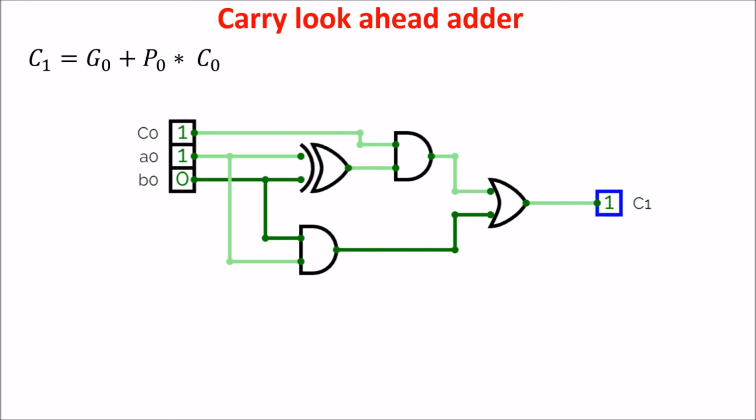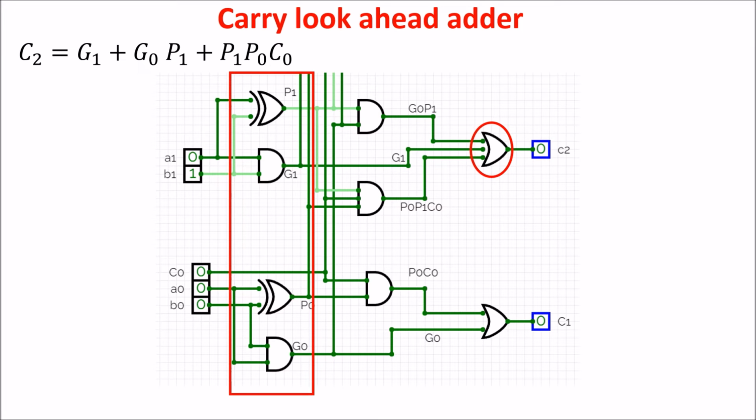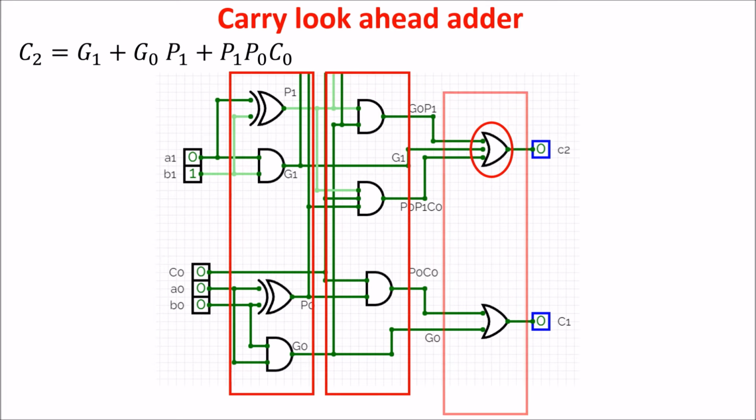So let's calculate every carry starting from C1. The first term of C1 is G0, which is the AND of A0 and B0. The second term is P0 and C0, and in order to get C1 we have to add these two terms, and this is done by putting them in OR. The C2 carry is the OR of the three terms of the C2 equation. We see there is a first stage in which we produce G0 and P0, plus a second stage with AND gates, plus a third stage with the OR gates.